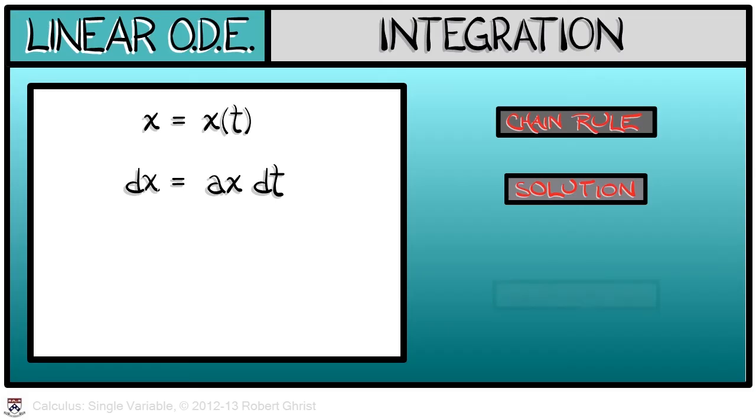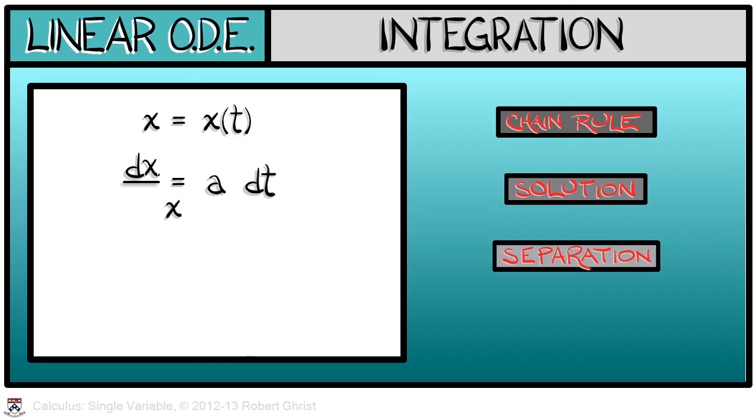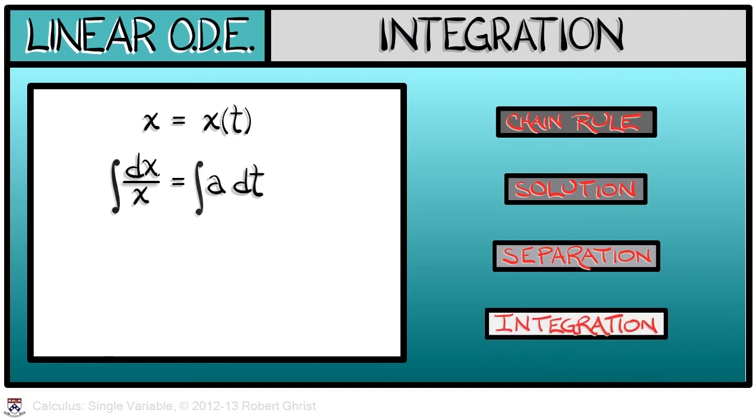And now we're going to use the method of separation, which means we move all of the x terms over to one side of the equation, and we keep the t terms over to the other side. This gives us dx over x equals a dt. And now, using the fact that the integral is an operator, we're going to apply it to both sides of this equation, obtaining the integral of dx over x equals the integral of a dt.